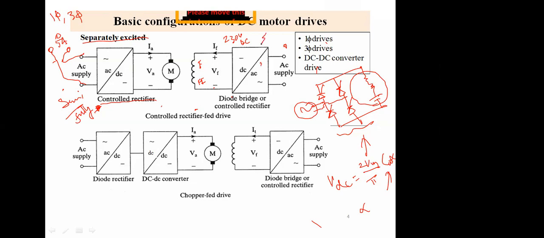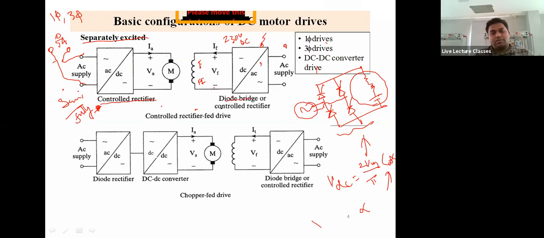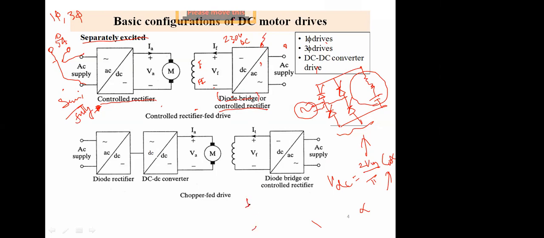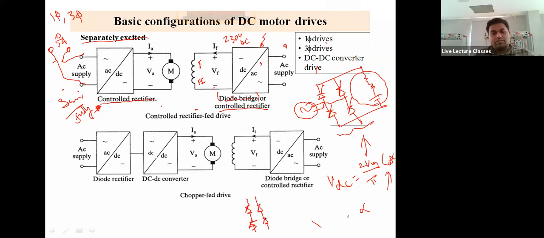So you take a diode bridge or a controlled rectifier. A diode bridge is actually an uncontrolled rectifier. Do you know the circuit diagram of the diode bridge rectifier? This is the simple rectifier. I will clear it up.